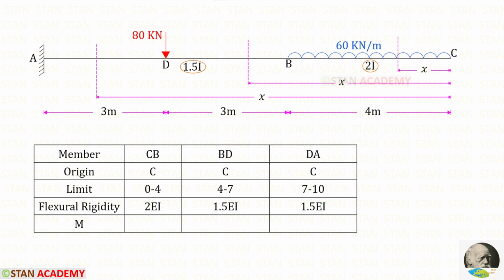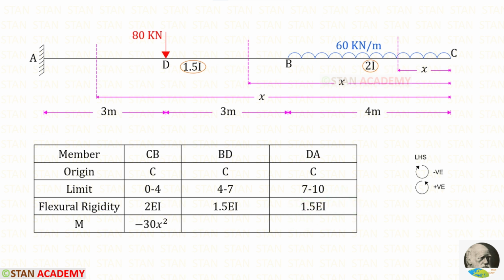Now let us enter the flexural rigidity. In CB, the moment of inertia is 2I. So the flexural rigidity will be 2EI. For BD and DA, the moment of inertia is 1.5I. So the flexural rigidity will be 1.5EI.